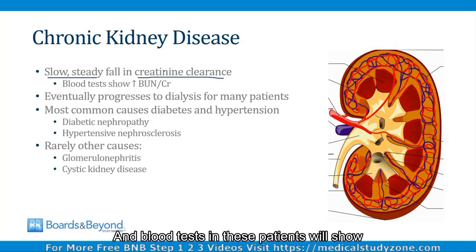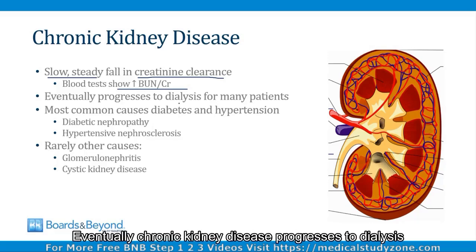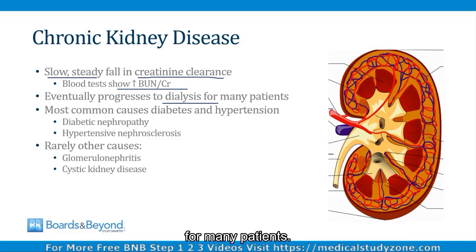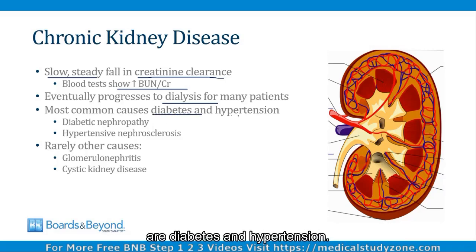And blood tests in these patients will show a consistently elevated BUN and creatinine. That's the hallmark of chronic kidney disease. Eventually, chronic kidney disease progresses to dialysis for many patients, and we'll talk about dialysis later in this video. And the most common causes of chronic kidney disease are diabetes and hypertension.